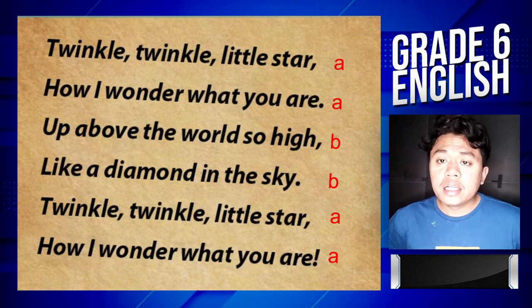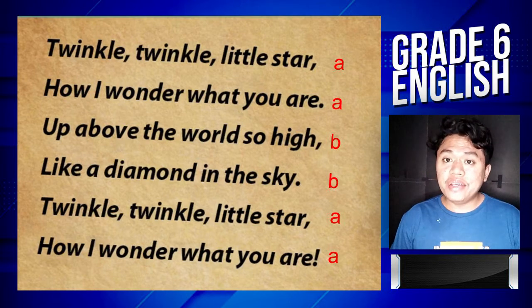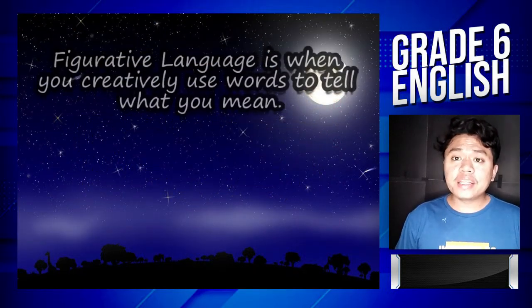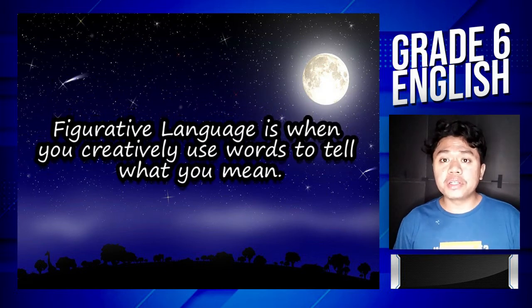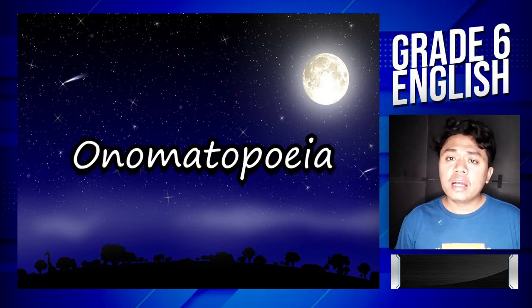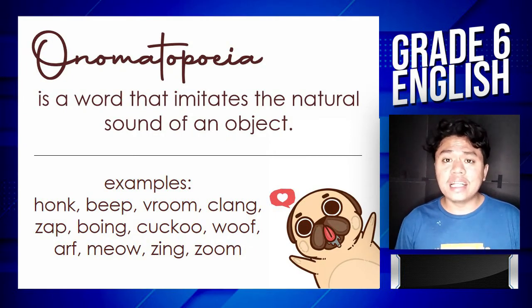Authors use patterns such as rhyme to make a poem more heartfelt. Another technique they use is what we call figurative language. Figurative language is when you creatively use words to tell what you mean. The first example of figurative language is onomatopoeia. Onomatopoeia is a word that imitates the natural sound of an object. Examples are honk, beep, vroom, clank, zap, boing, cuckoo, woof, arf, meow, zing, zoom.